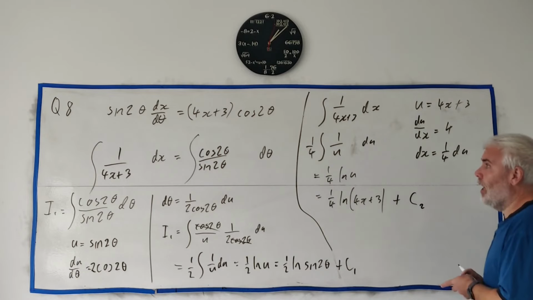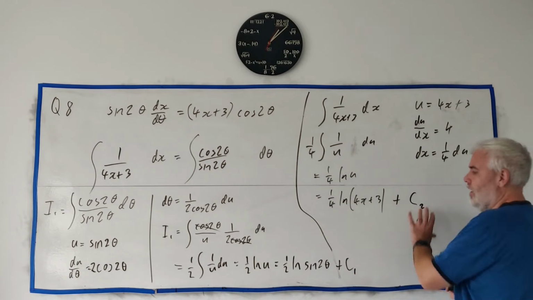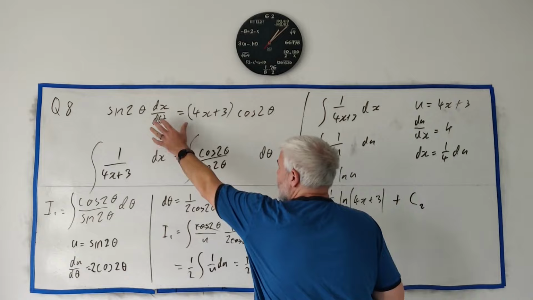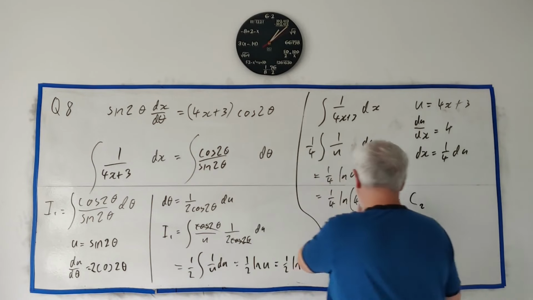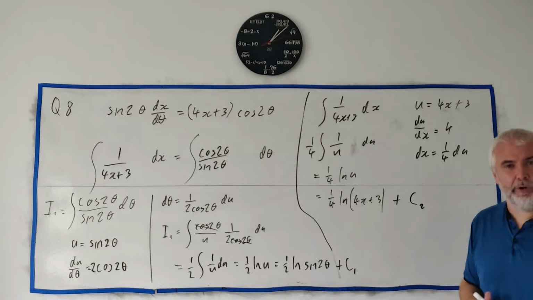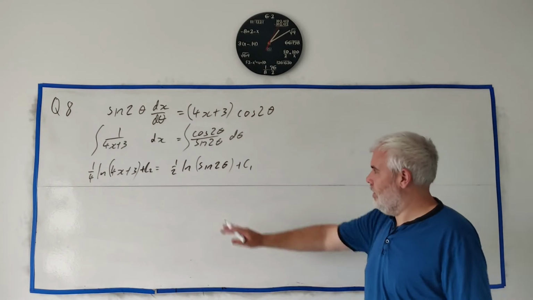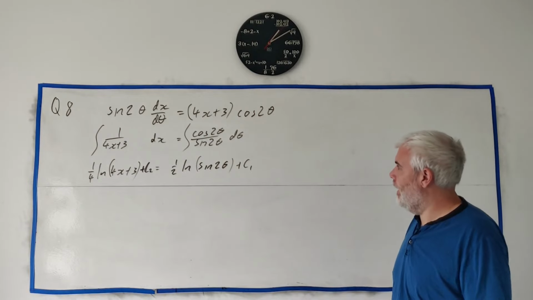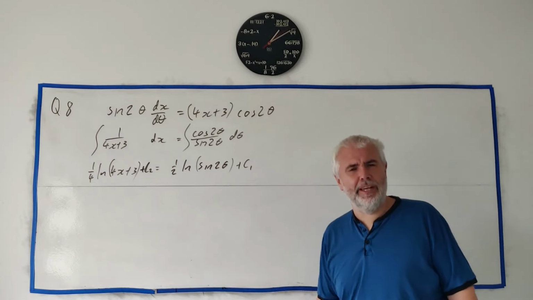I'll clear off the board here, and I'm going to combine these two answers. I'm going to have this is equal to this. So I'll rub everything out except for this, and we'll put these two answers in below it and continue on from there. Okay, here it is all combined again. These constants, let me just talk about them for a moment.